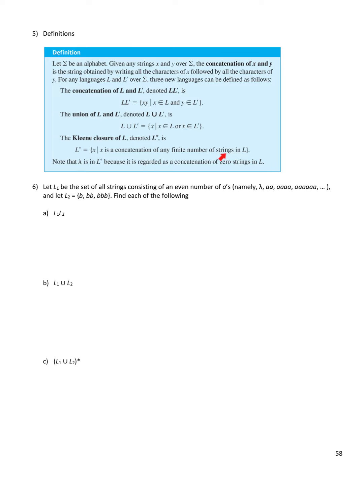So a concatenation of any finite number of strings in L. So L is a set of strings. Choose any finite number of them, glue them together, and that is an element in L star. All of those glued together concatenations make up L star.